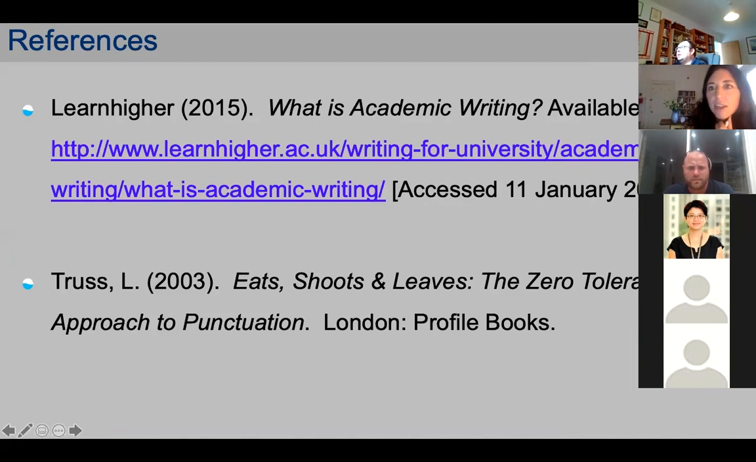Here are the academic sources I've mentioned in this presentation. So if you want to look more about why is academic writing important, you can go to this Learn Higher link. And there's the Truss, Eats, Shoots and Leaves punctuation grammar book that you might want to have a quick look at if you want to improve those aspects of your writing.